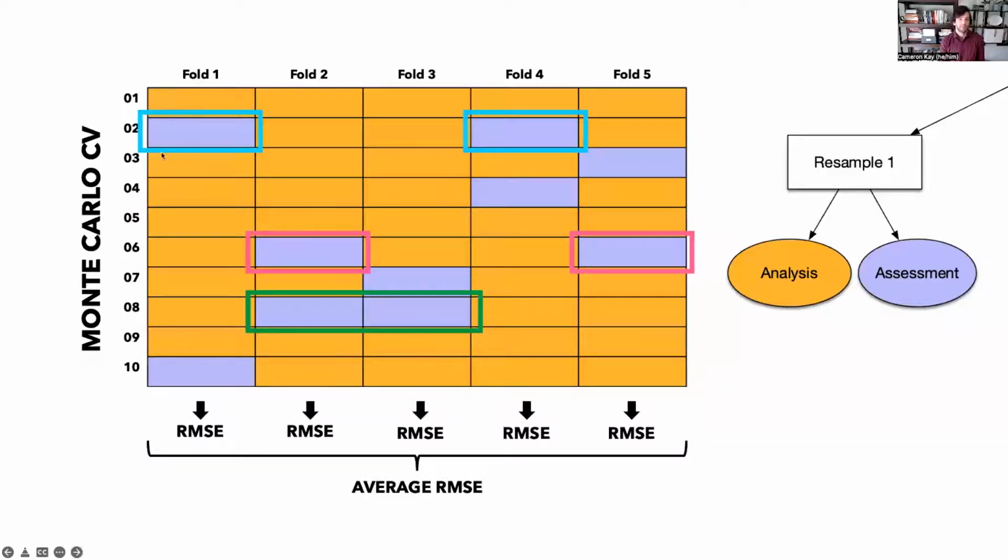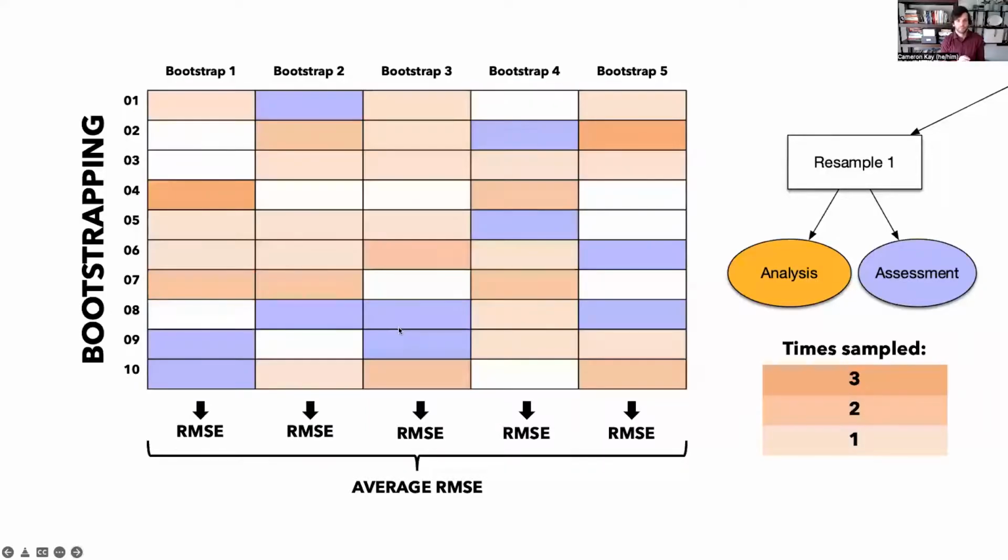But we see these repeats here. Observation 2 is in fold 1 and fold 4. Observation 6 is in fold 2 and fold 5. And then observation 8 is in fold 2 and fold 3.